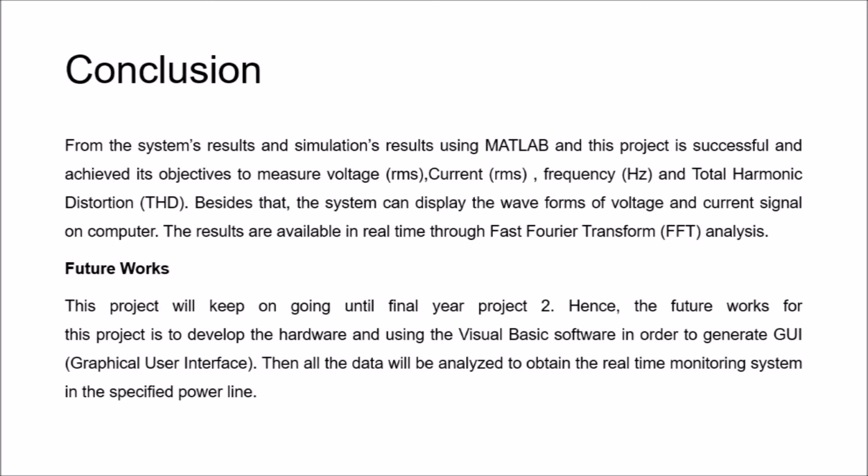And the final slide is for the conclusion. For the system's results and simulation results using MATLAB, this project is successful and achieved its objective to measure voltage RMS, current RMS, and frequency in Hertz and total harmonic distortion. Besides that, the system can display the waveforms of voltage and current signal on computer. The results are available in real time through fast Fourier transform analysis.